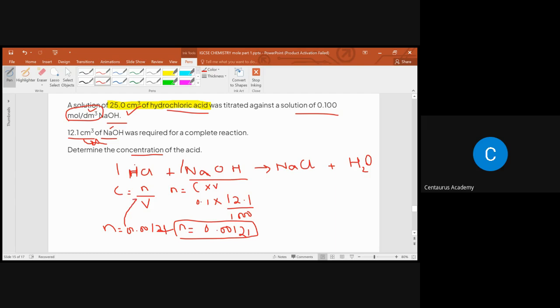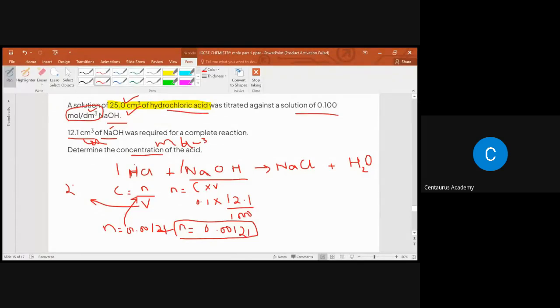You will place this value in the formula 0.001 divided by volume. Now, this volume has to be converted into decimeter cube since it is in centimeter cube. And why is that so? Because we need to find out the concentration in moles per decimeter cube, which is the standard.